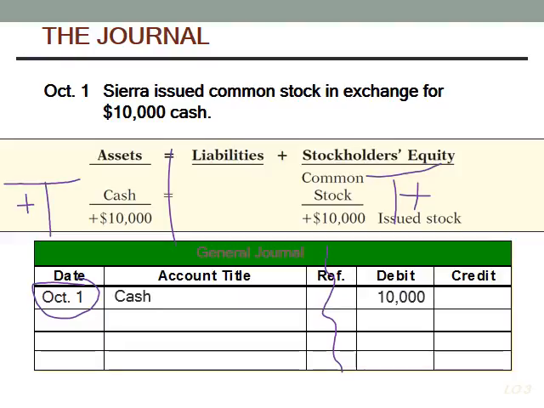All right, so good accounting format always shows the debit account first. So cash was debited for $10,000 and common stock was credited for $10,000.